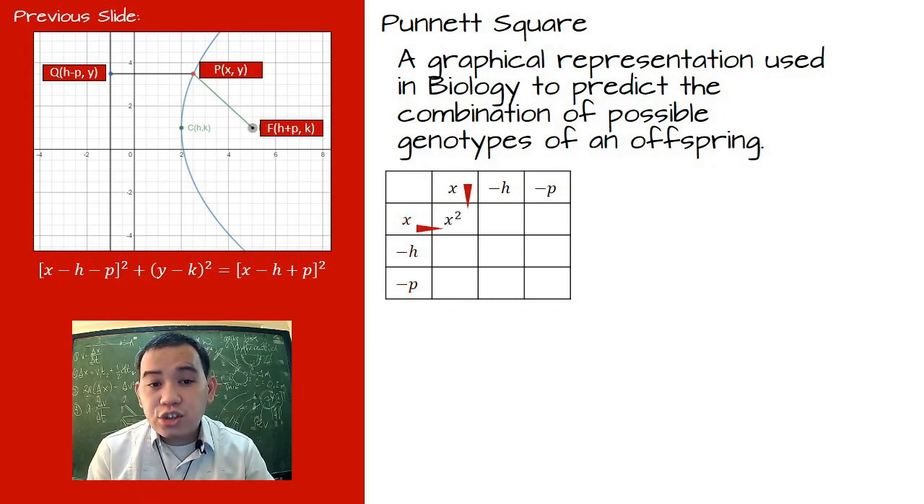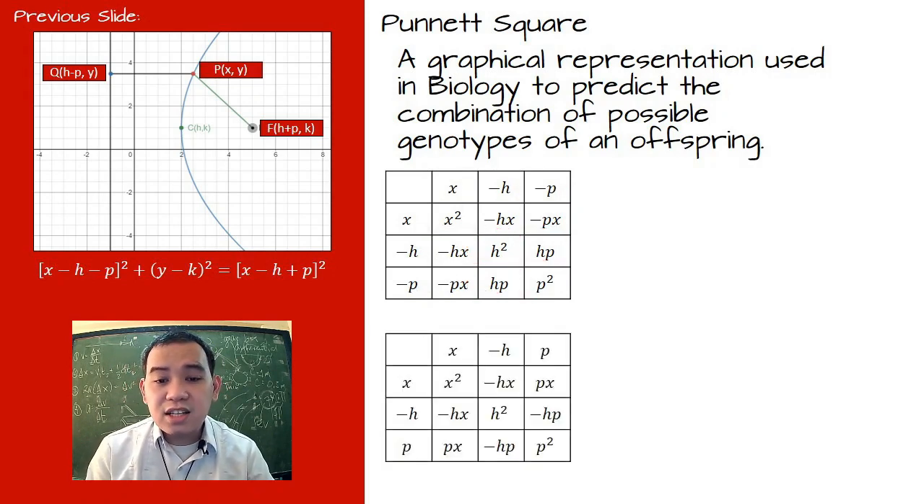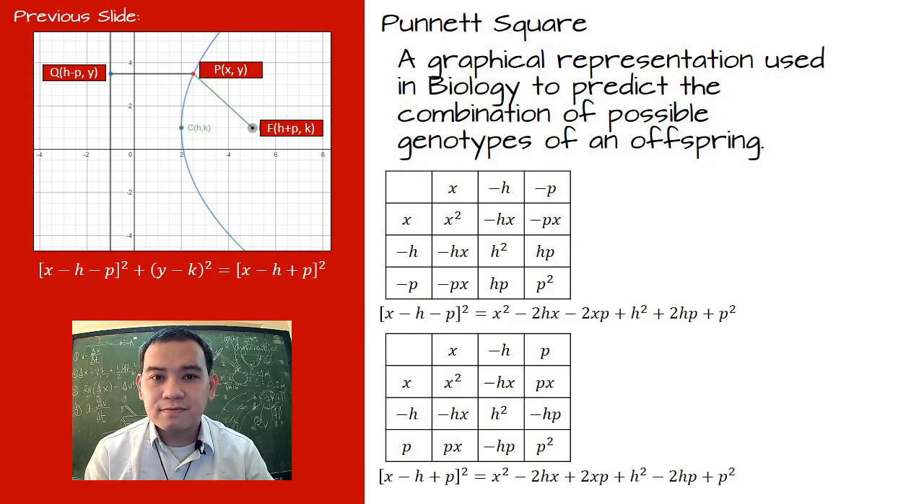Next, in each square in the middle, I'm going to multiply the term on top with the term on the left like so. I continue to do so in a systematic manner until my Punnett Square looks something like this. Use the same technique to square the x minus h plus p term. To get your answer, just add all the quotients together and combine like terms. Again, pause the video here and do so on your own.